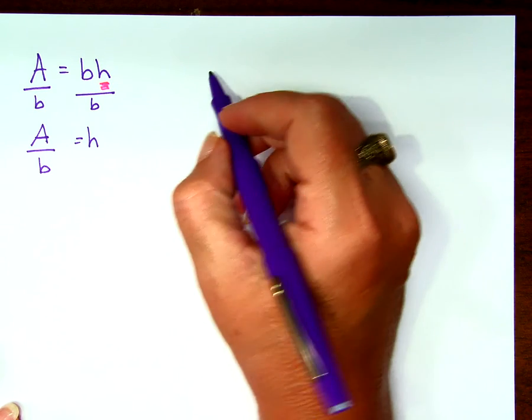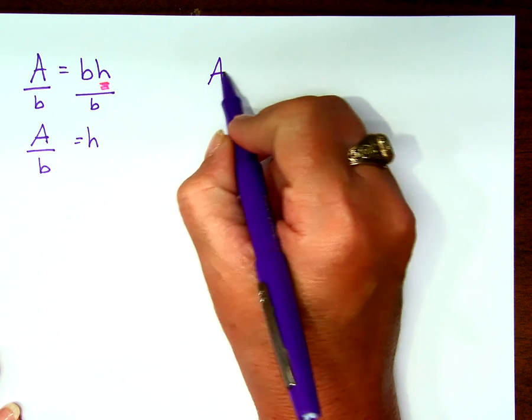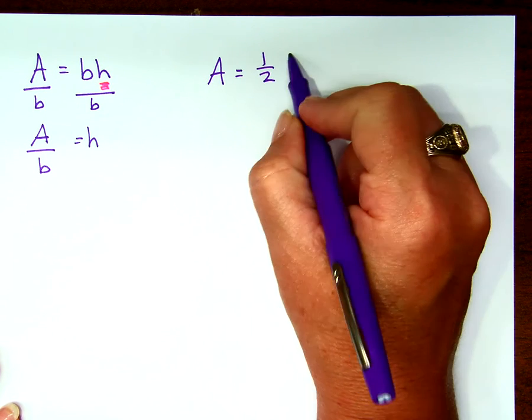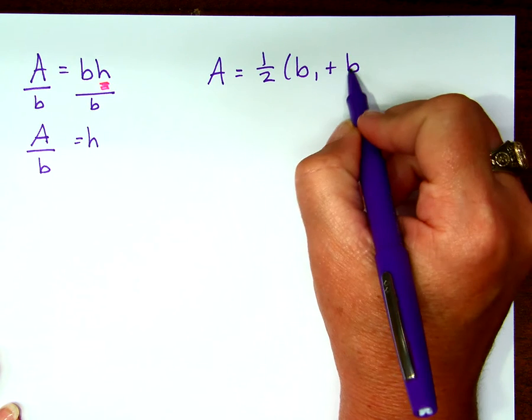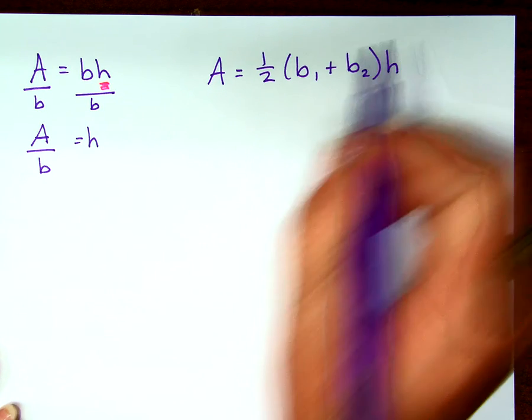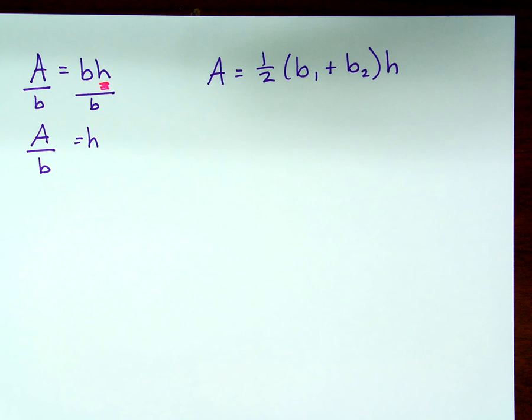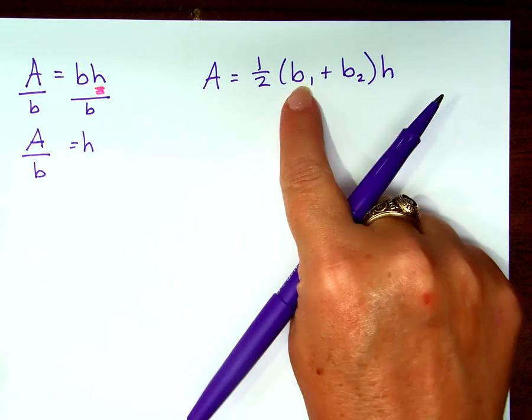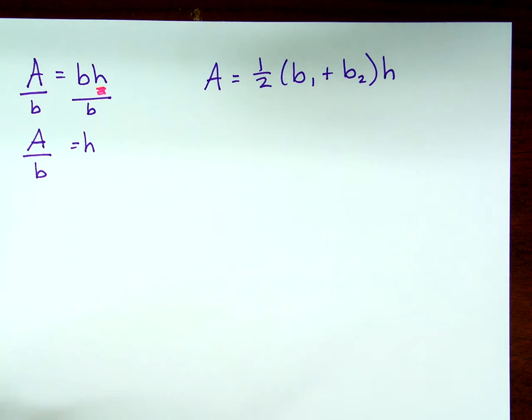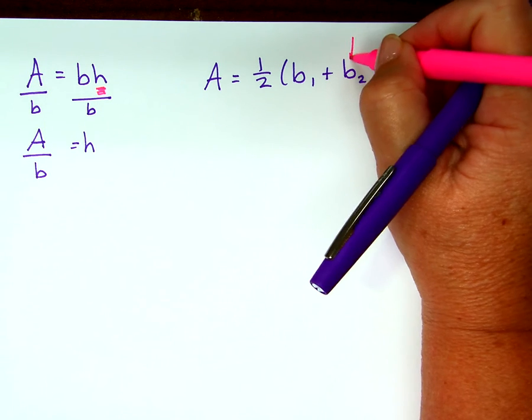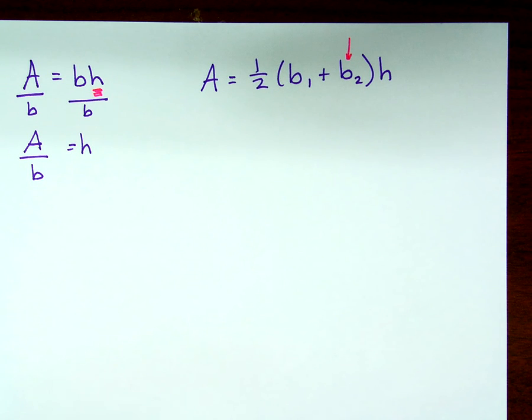Sometimes they look harder, and they're a little harder, but not too much. What's this formula for? A trapezoid, okay? Base 1 plus base 2, half of that times the height. So what if I want this one solved for the second base? How do I isolate the second base? What do I do first?